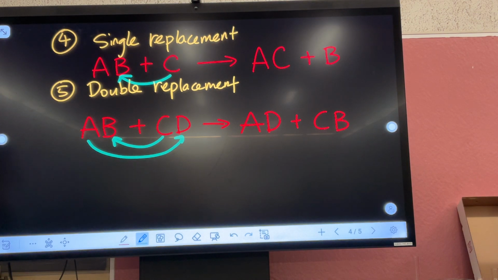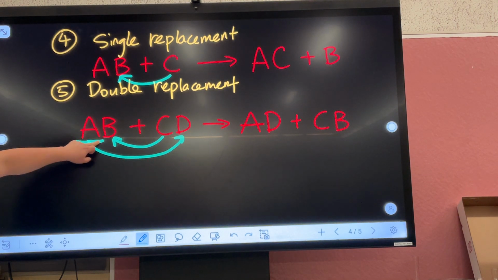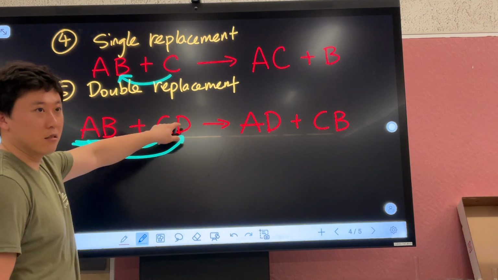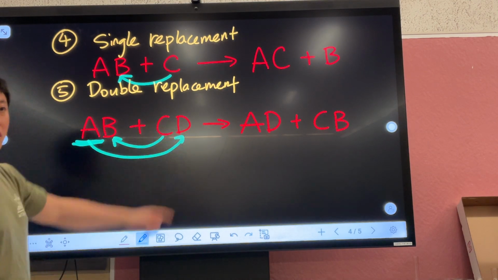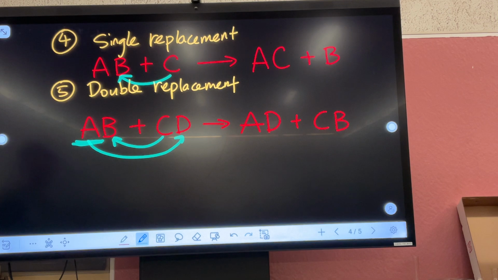By the way, it could be the opposite too, right? Like A and C and then B and D. It doesn't matter? Well, it does. If A is the cation, it will bond with the anion. So whichever one is the anion, it will switch. So it depends on the element.